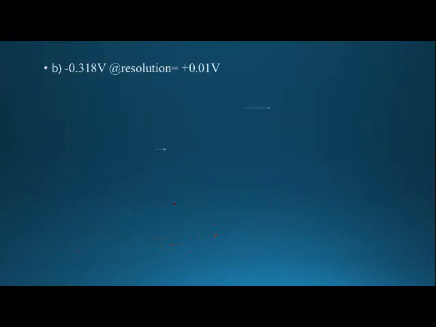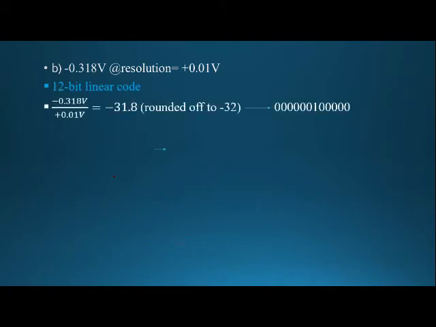Next, what if we have a sampled voltage of negative 0.318 volts and the resolution is still the same, 0.01 volts? Then, to convert it into a 12-bit linear code, we have to divide again the sampled voltage by its resolution. Negative 0.318 volts divided by 0.01 volts is negative 31.8. And we have to quantize it, or round it off. So rounding it off, we have negative 32.